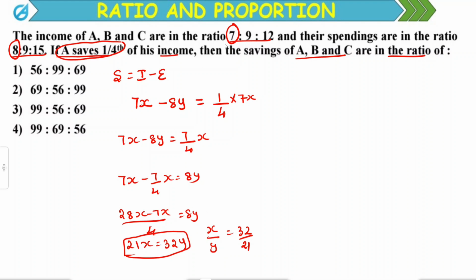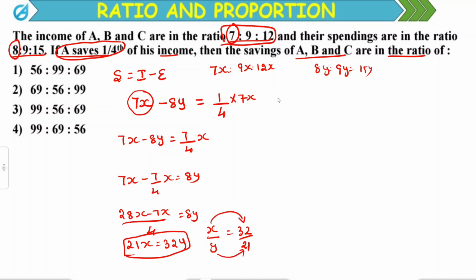See, we have considered the income ratio as 7x, 9x, and 12x. That is the reason we have taken 7. So income is 7x is to 9x is to 12x. And what is the expense? 8y is to 9y is to 15y. Now, we need to substitute the value of x as 32 and y as 21.